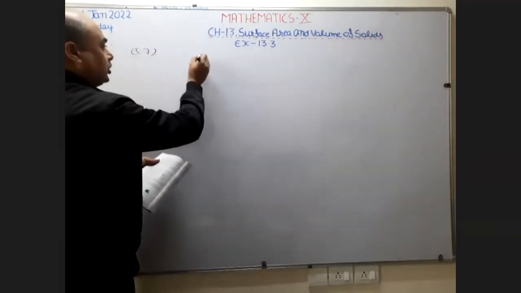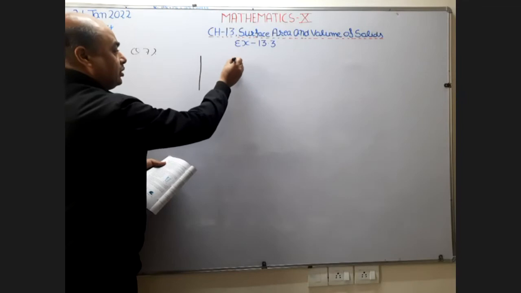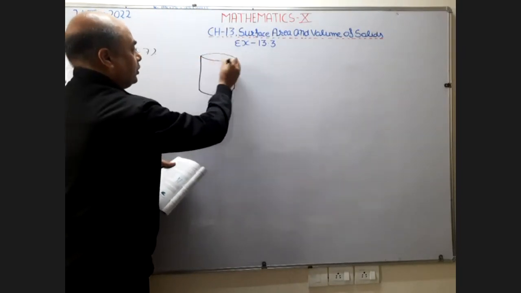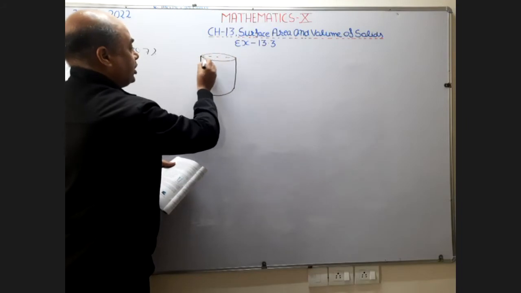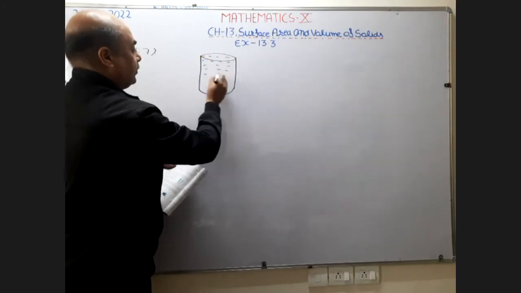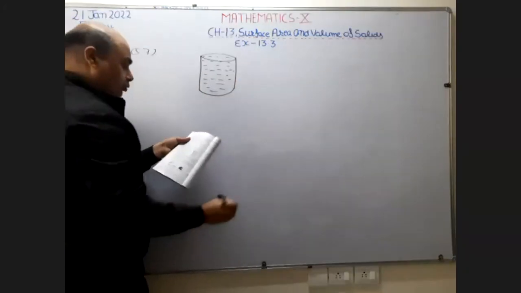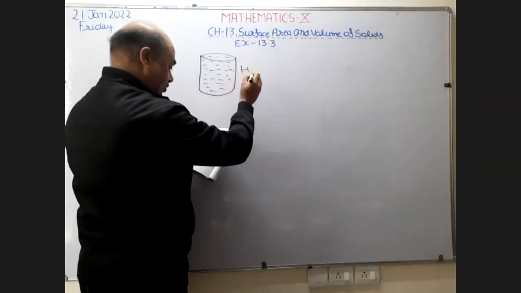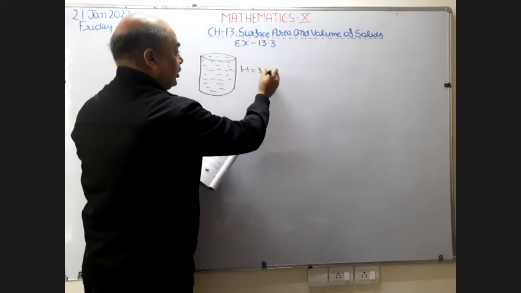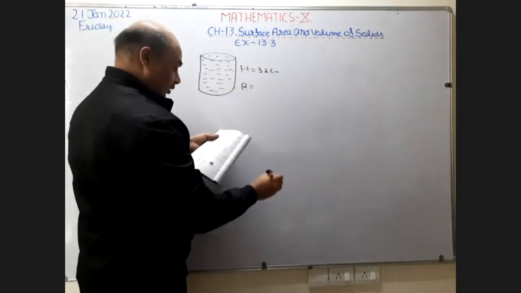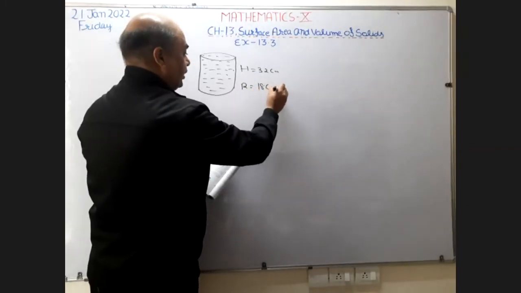Now in this question, one cylindrical bucket is there. This cylindrical bucket is full of sand. Okay, so sand is there. This is full of sand. Now the dimensions of this bucket are given. Height is given as 32 centimeter. And the radius of this bucket is also given, 18 centimeter.